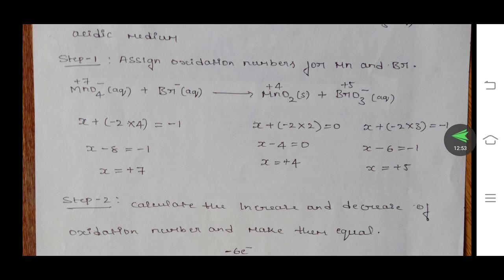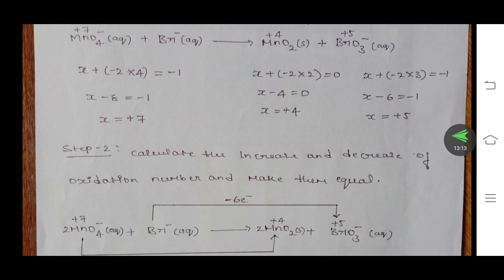Now you have to find out the oxidation number for manganese, Mn. So x plus (-2) into 2 equals 0. So x minus 4 equals 0, x equals plus 4. That is the oxidation state for manganese. Next, x plus (-2) into 3 equals minus 1. So x minus 6 equals minus 1. So x equals plus 5.